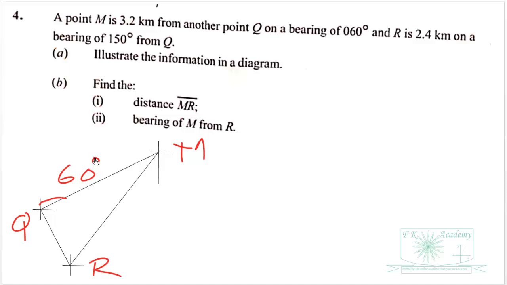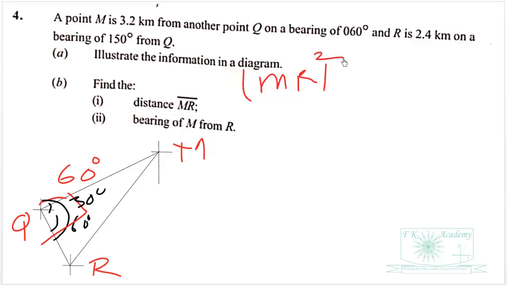Then we will have the 150 degrees up to this point. So the small angle here is 30, and the bigger one here is 60. So the angle here is 90 degrees. So it means that we can find MR squared using Pythagoras theorem.